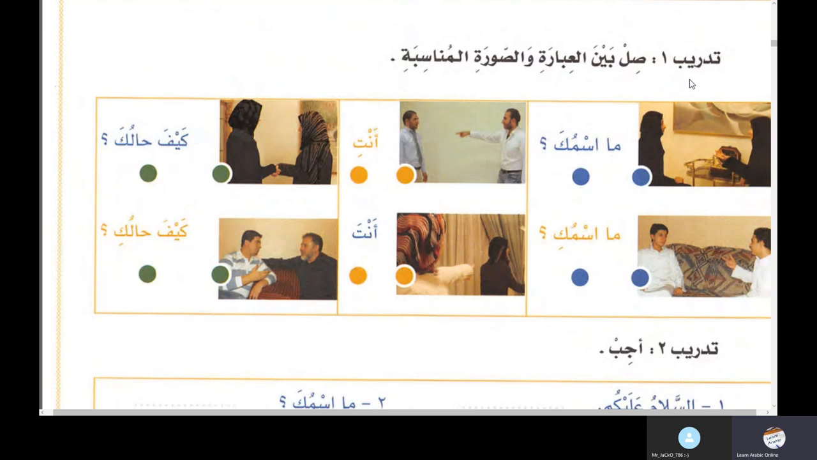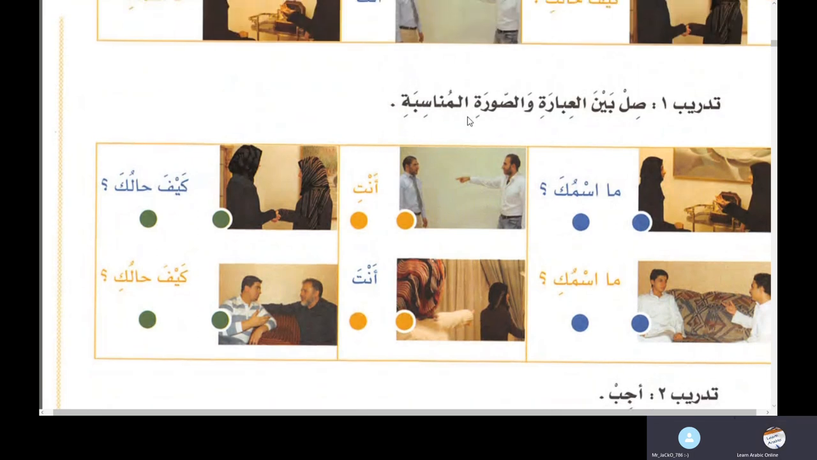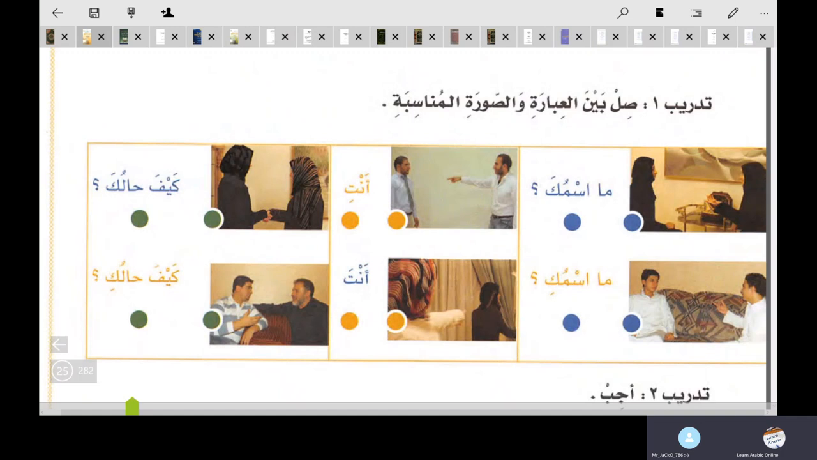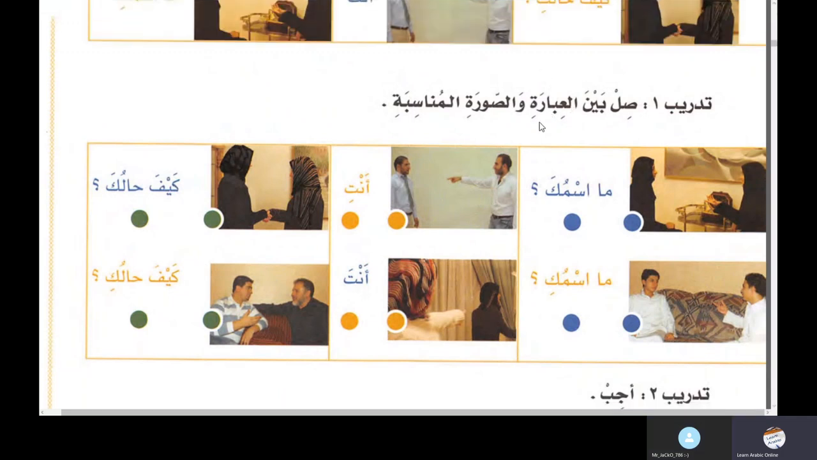So try to read this question. Tadribul awwal. Sil bayna al-ibarati wal suratil munasiba. Yeah, did you understand the question? No, I don't know. He's asking you to join the phrase. Ibara means phrase. What is the meaning of ibara? Phrase. And suwara? Picture. So he's asking you to join the phrase with the appropriate picture, okay?